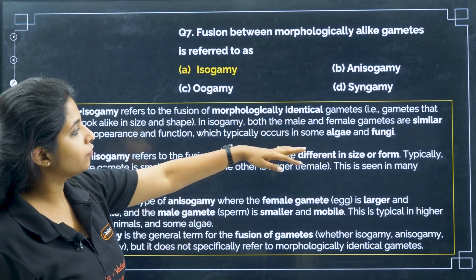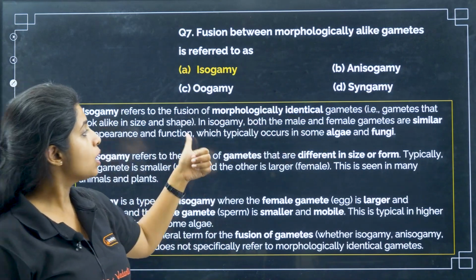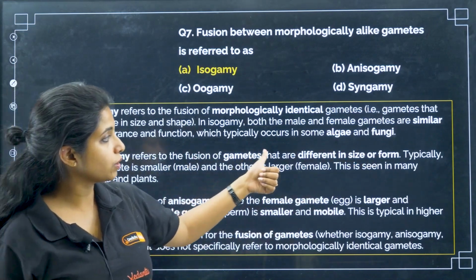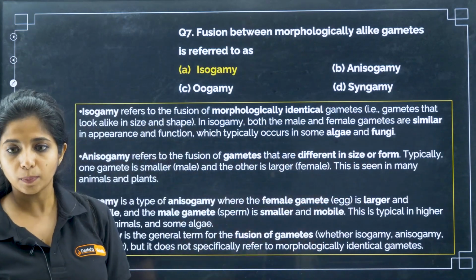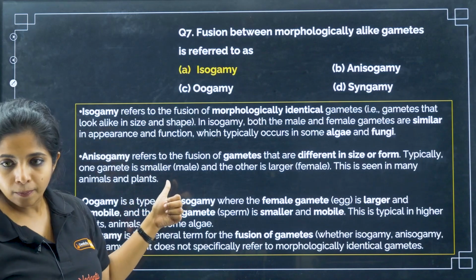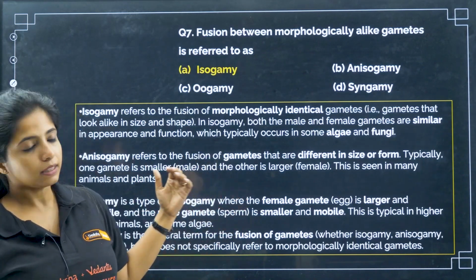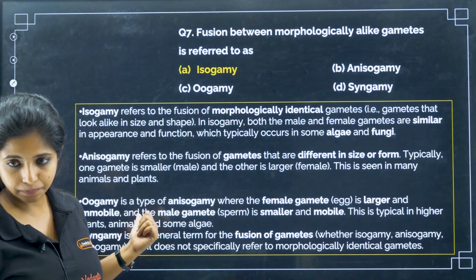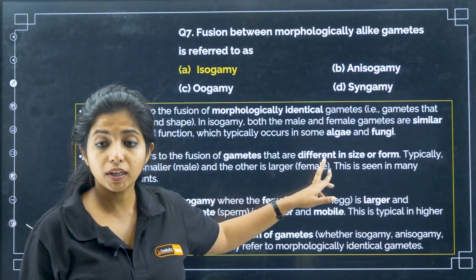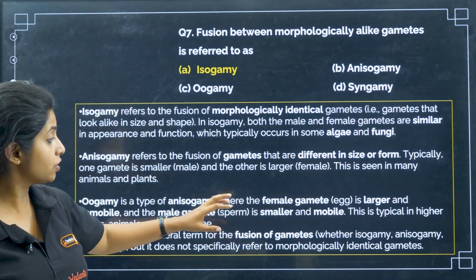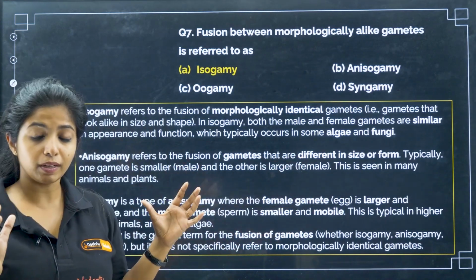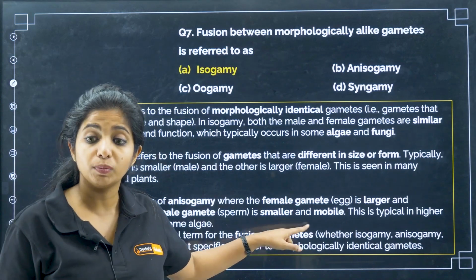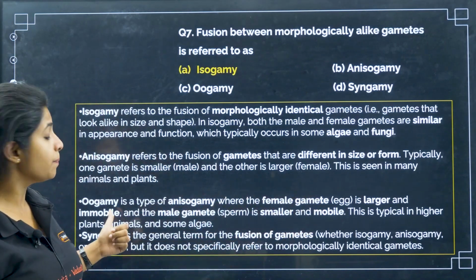Both the male and the female gametes are similar in appearance and function, which typically occurs in some algae and fungi. Now anisogamy refers to the fusion of gametes that are different in size or form. Typically, one gamete is smaller and the other is larger. This is seen in animals and plants. Remember that. Under that you get oogamy, where they do not have the same structure. The female gamete is larger, the male gamete is smaller and motile, whereas the female gamete is non-motile.